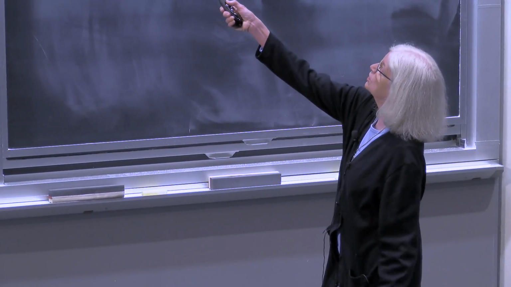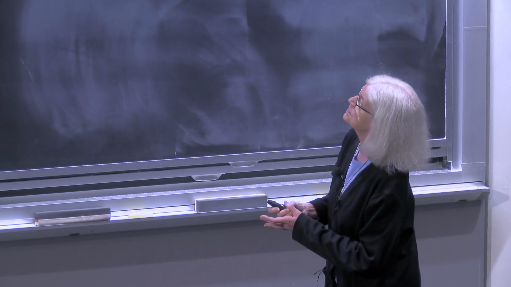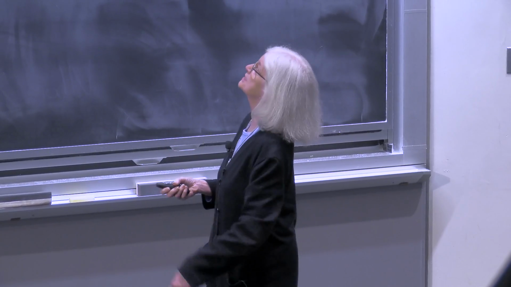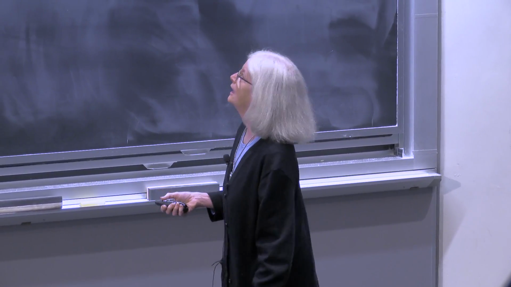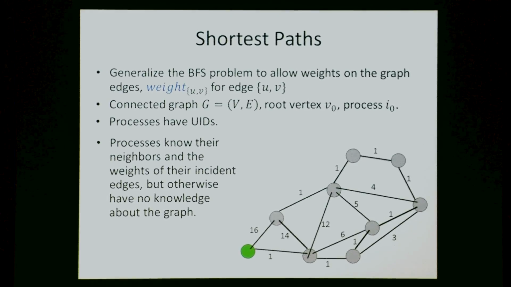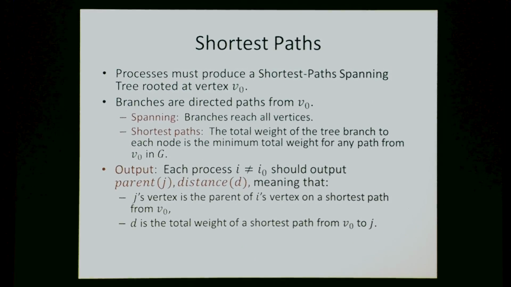So now, why does this work? What we need is that eventually every process should get the correct distance, and the parent should be its predecessor on some shortest path. In order to prove that, you always look for an invariant, something that's true at intermediate steps of the algorithm that you can show by induction will hold, and that will imply the result that you want at the end. So here, what's the key invariant? At the end of some number R of rounds, what do processes have?